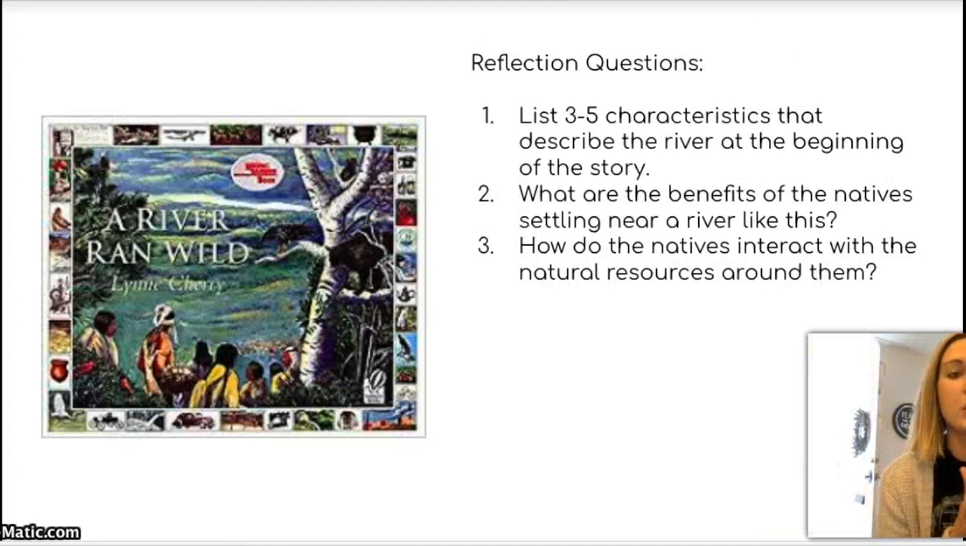All right, so thinking about A River Ran Wild and the first part we've read today, you're going to be asked to list 3 to 5 characteristics that describe the river at the beginning of the story and when the Native Americans encounter the river. Second, I want you to think about what are the benefits of Native Americans settling near a river like this? And third, how do the natives interact with the natural resources around them?